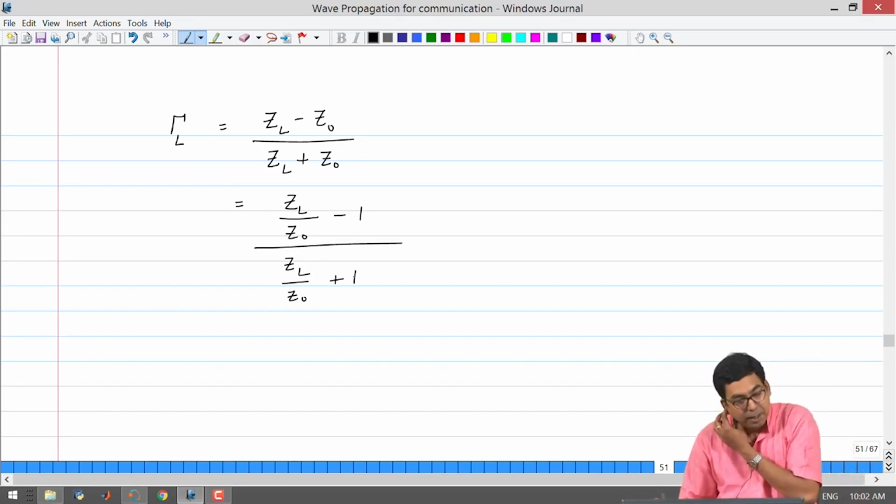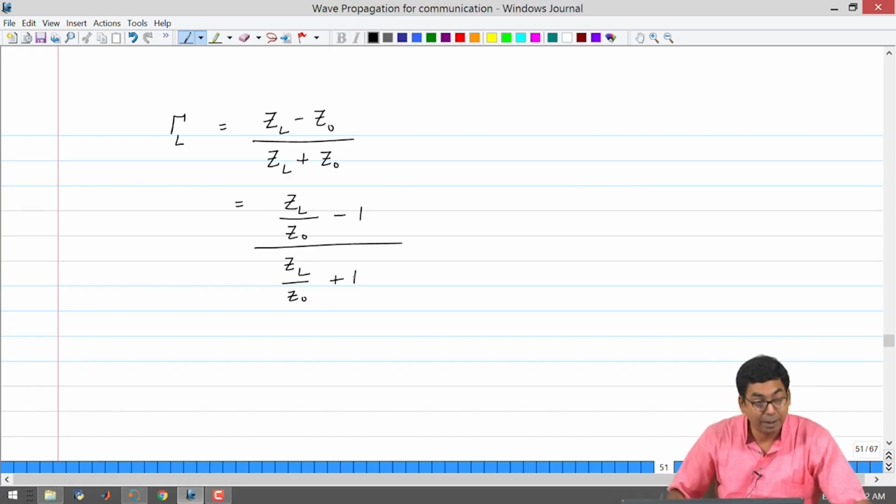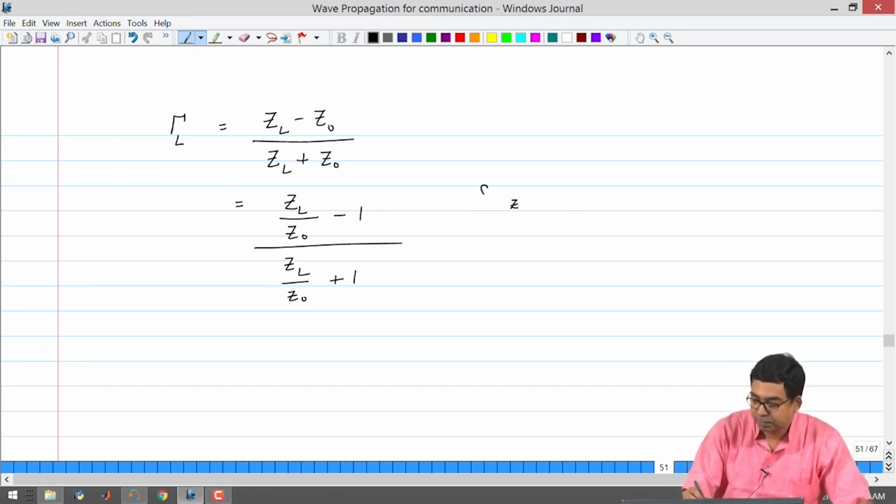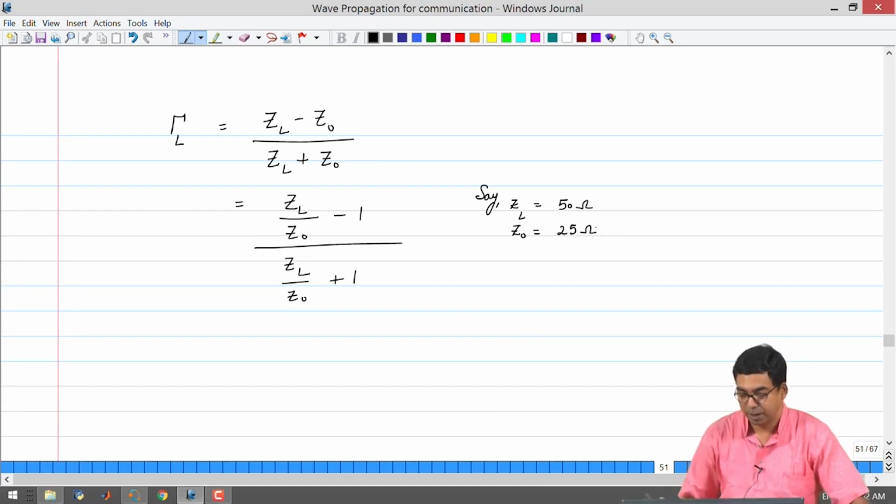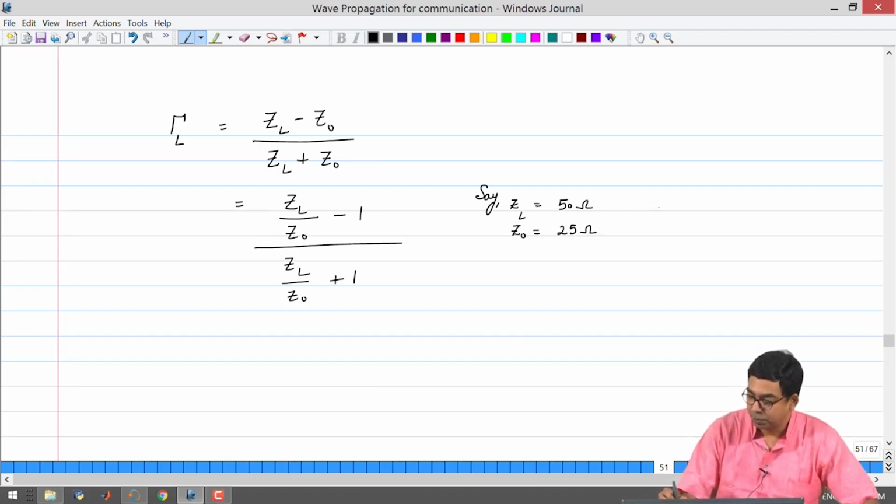So, it seems like the reflection coefficient depends on the ratio of the load impedance to the characteristic impedance, and it does not depend particularly on the absolute values. It is the ratio that matters. So, an example could be: say your load impedance is 50 ohms, characteristic impedance is 25 ohms. ZL divided by Z0 is 2. So, gamma becomes 2 minus 1 divided by 2 plus 1, that is 1/3.